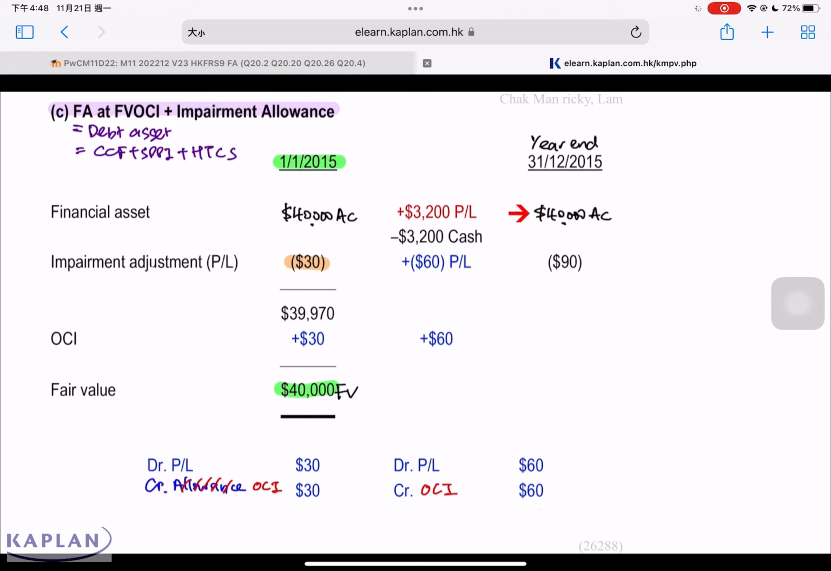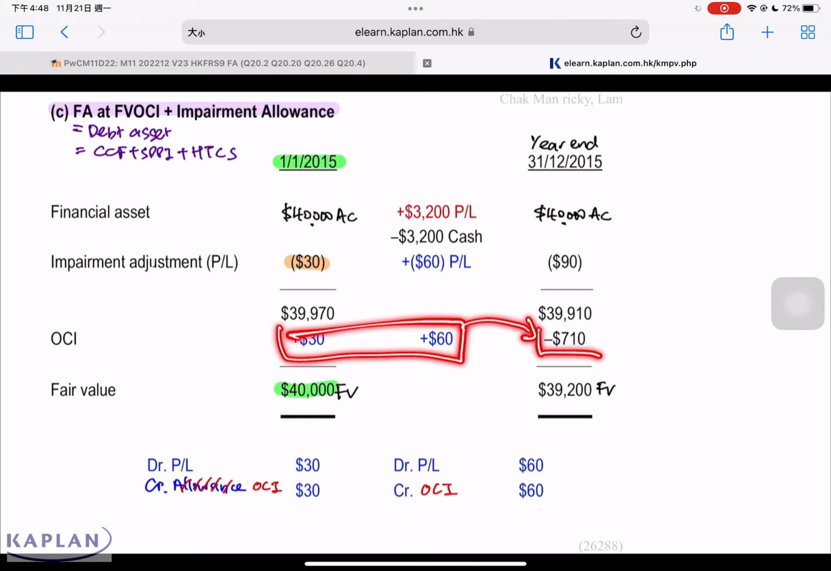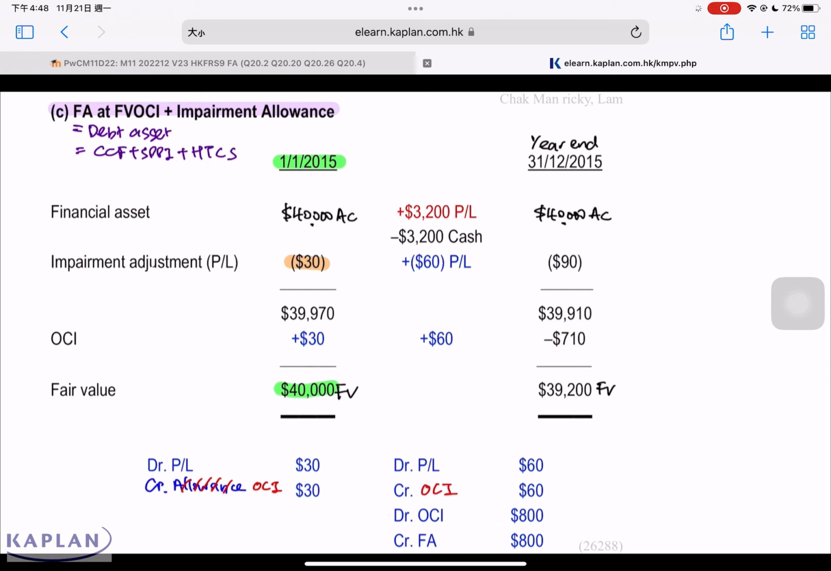When it comes to year end, 40,000 minus 90 equals 39,910. At year end, the asset's fair value should only be equal to 39,200. We must adjust 39,910 to 39,200. There's a minus of 710. How do we achieve this amount? Minus 710, from a positive 90 to a negative 710, is minus 800. Debit OCI, credit financial assets, 800.